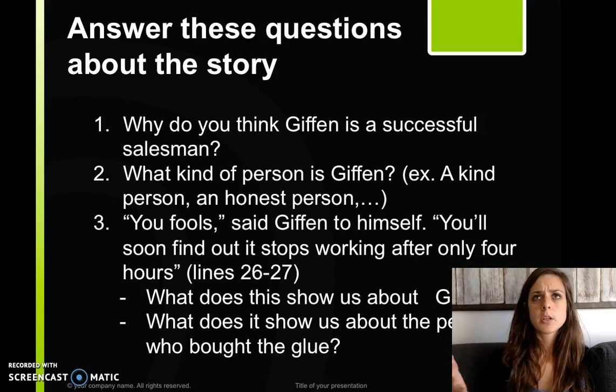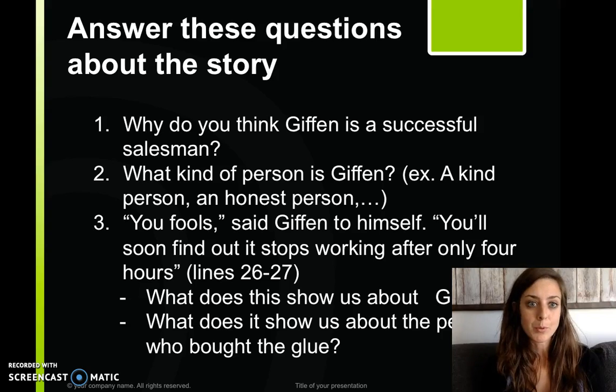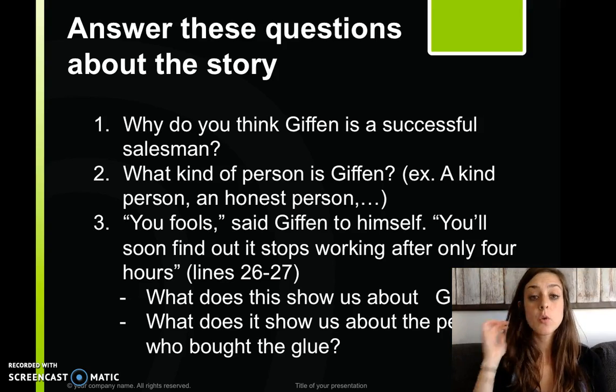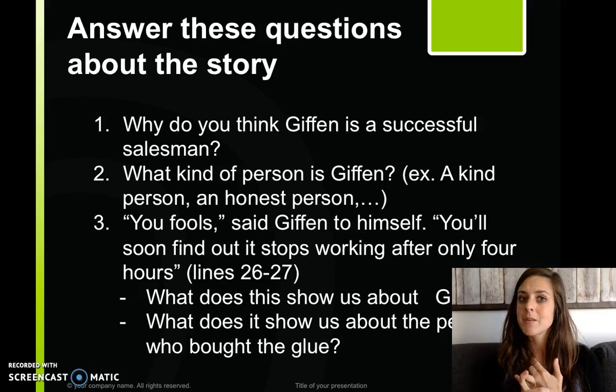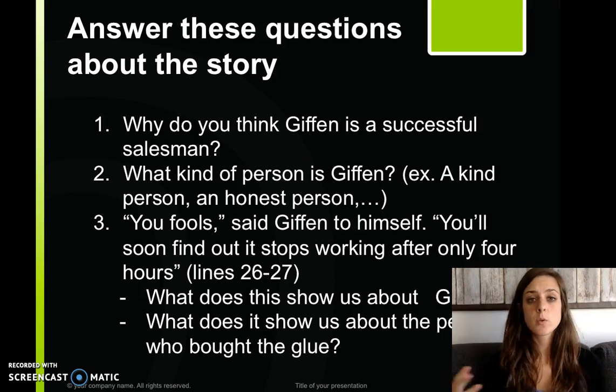He's a kind person because he wants to help people. These are not the answers I want you to give. These are samples. And then the third one is a quote from the story. And so it says, "You fools," said Giffen to himself, "you'll soon find out it stops working after only 4 hours." So what does this show us about Giffen? And what does it show us about the people who bought the glue? So I want you to answer those questions just with 1 or 2 sentences, and we will talk about them in class.